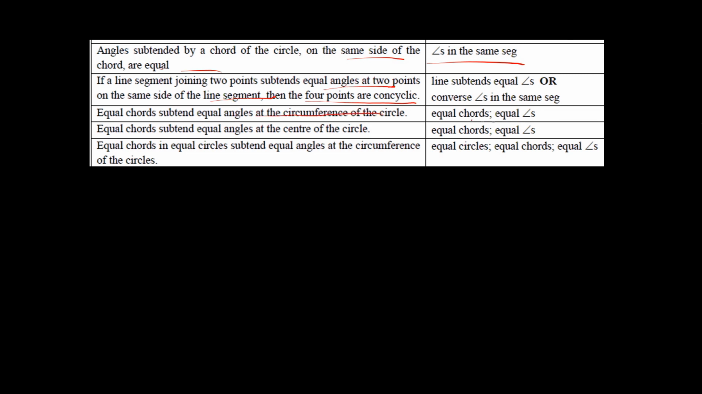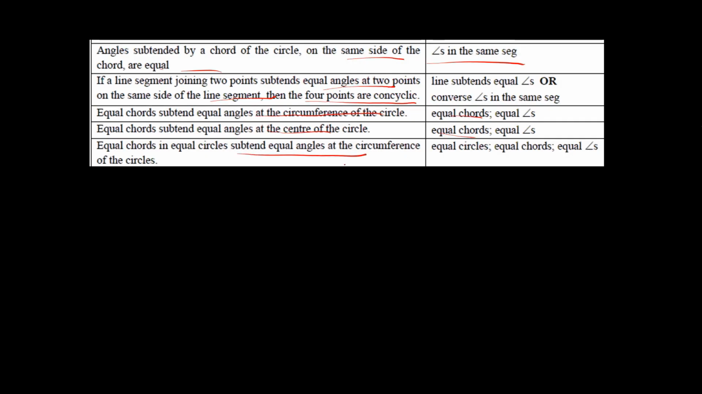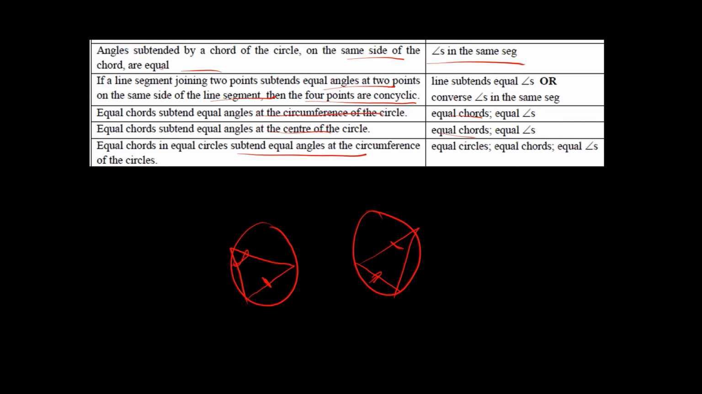Another one that we saw when we were dealing with chords was that equal chords subtend equal angles at the circumference, so we just use the reason equal chords. Equal chords subtend equal angles at the center, again, equal chords. And this one we didn't really touch on, but this is one that you may come across. We don't use it often, but equal chords in equal circles subtend equal angles at the circumferences of the circles. So if you have 2 equal circles, and you've got a chord subtending an angle there, and another chord subtending an angle there, and you know that these chords are equal, then these 2 angles would be equal. Not one that we use often, but that is equal circles, equal chords.